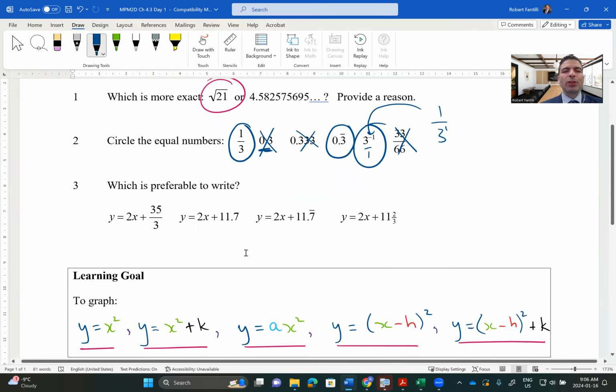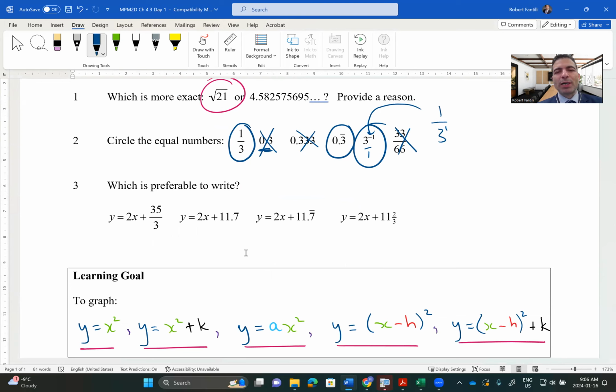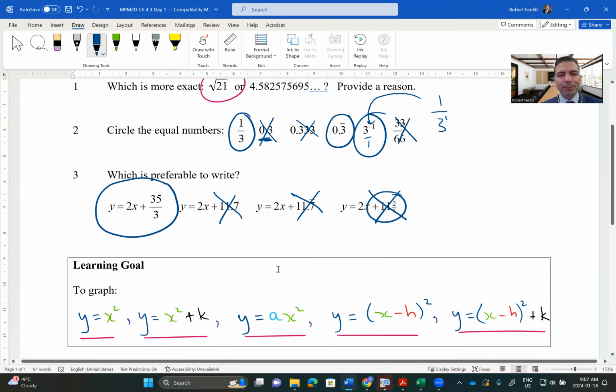And for the third question here, which is preferable to write? I'm explaining this because when we're writing our final answers, or quadratics or equations, we're not going to use mixed numbers. We're not going to write with repeating decimals. We're not even going to use decimals. We're going to keep our fractions improper and in lowest terms. Okay, so that's the preferred way to write, and that's the method we're going to be using.